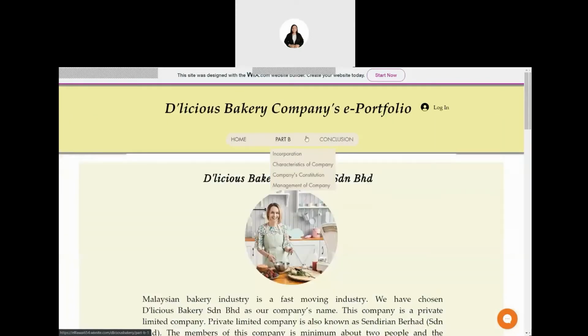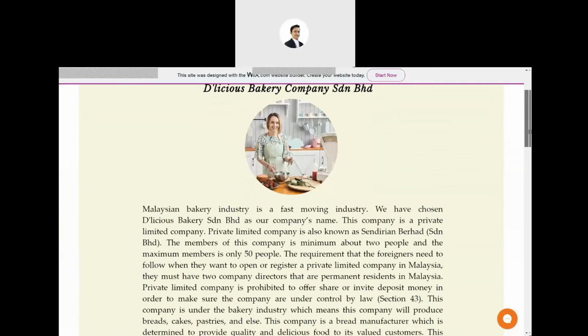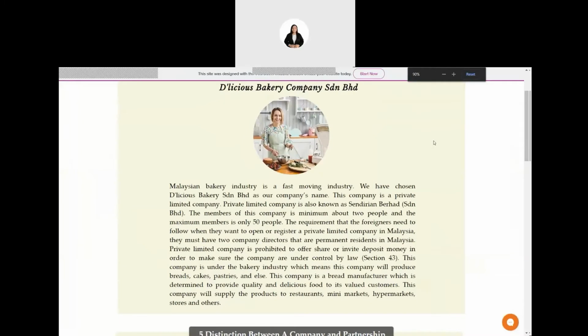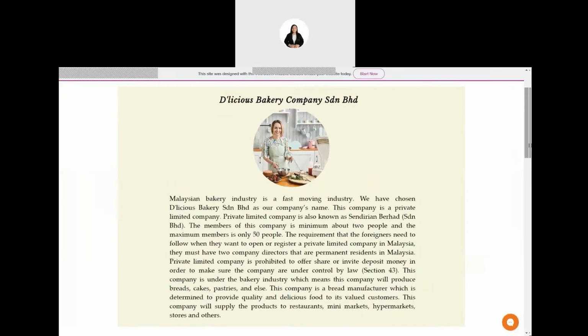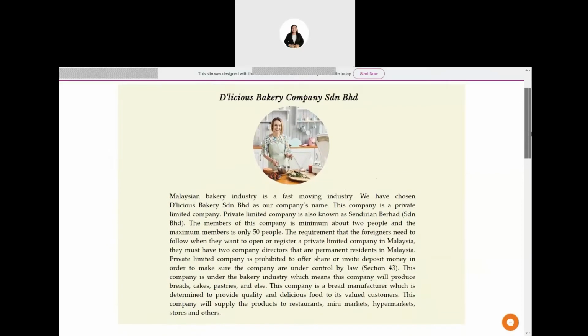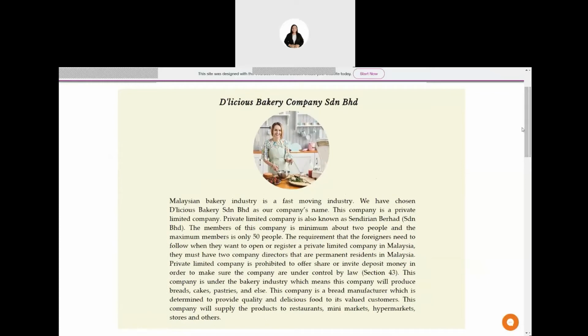Okay, the next part is the description of this company. As you know, Malaysia's bakery industry is a fast-moving industry. We have chosen Delicious Bakery Sdn Bhd as our company name, and it will be a private limited company. This company will be a bread manufacturer, determined to provide high quality and delicious food to its valued customers. The company will supply the products to restaurants, mini markets, hypermarket stores, and others.